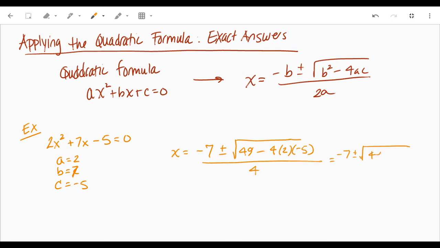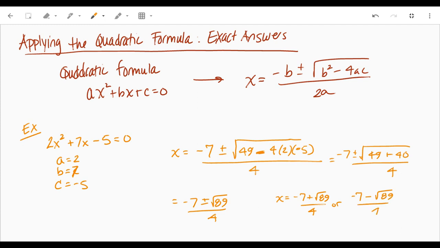We would have 49, and we have minus a negative. So we're going to have plus, and it's going to be 40 over 4. So -7 plus or minus the square root of 89 over 4. There are no perfect squares that go into 89. So we cannot simplify that radical at all. So it's -7 plus the square root of 89 over 4, or -7 minus the square root of 89 over 4.